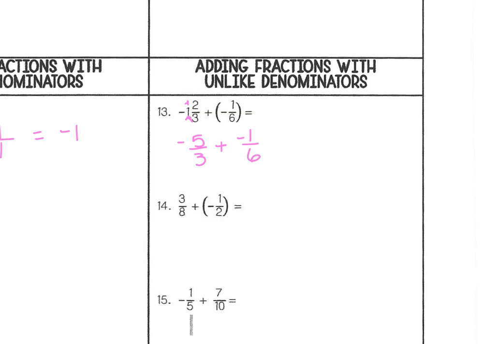Because in order to add and subtract, they have to be like denominators. So this one needs to be 6. So if I multiply these by 2, I get negative 10 over 6. And I'm going to add negative 1 over 6. So now we have like denominators. So I've got negative 11 over 6. And then I can make that a mixed number because that's what we started with here. So negative 1 and 5/6.